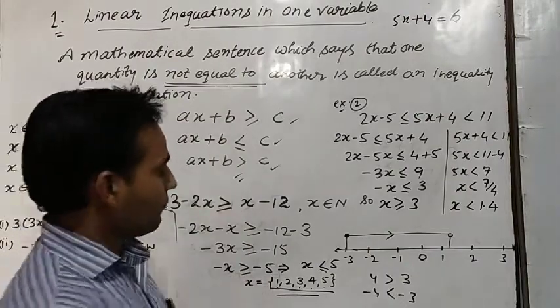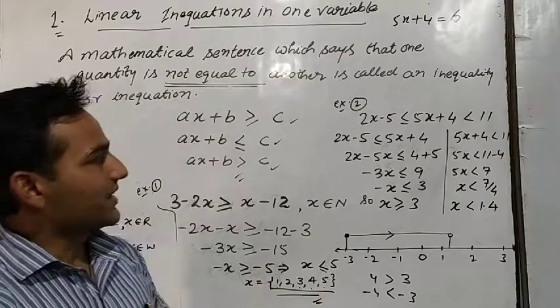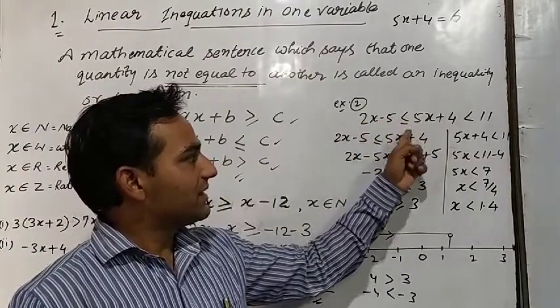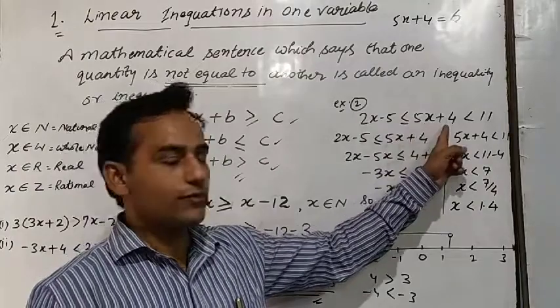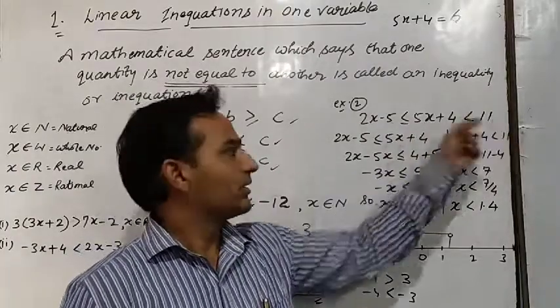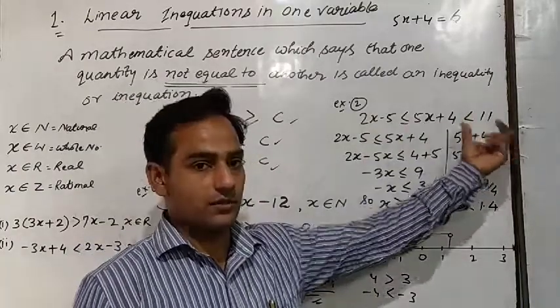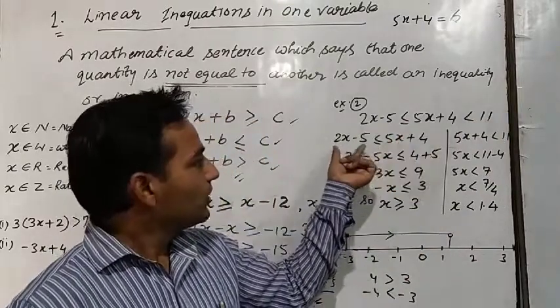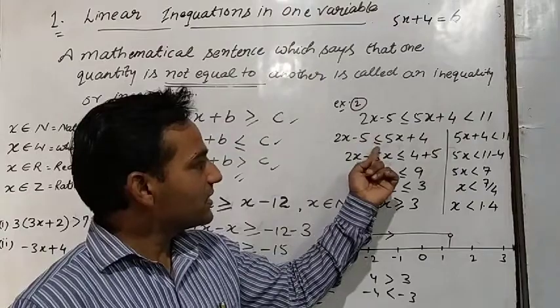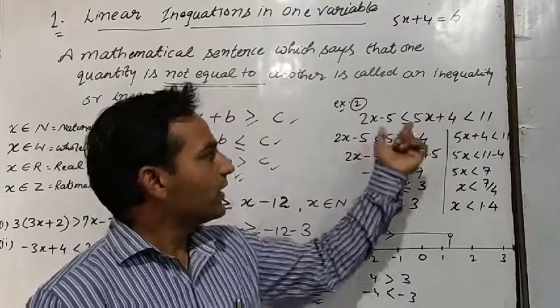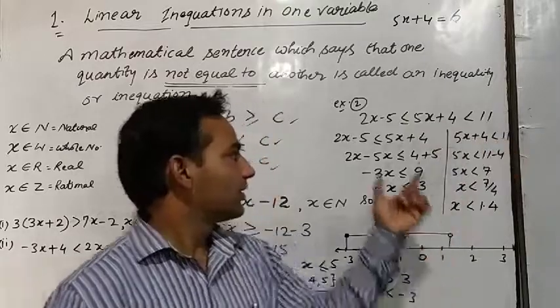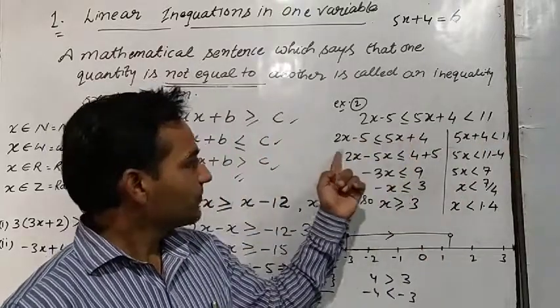Now once again I have written a second example. Let us see. 2x - 5 ≤ 5x + 4 < 11. Here we have 1, 2, 3 terms. First of all we will take these two terms: 2x - 5 ≤ 5x + 4, and again we can take 5x + 4 < 11. Now first of all please solve this.